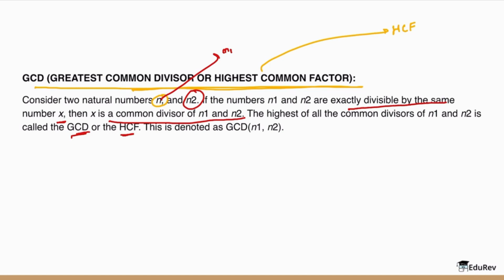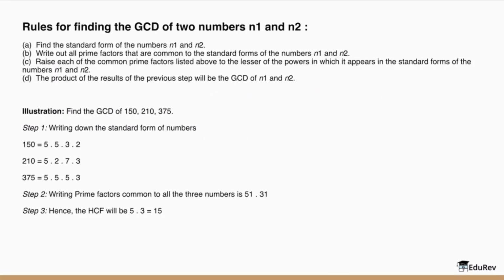Okay, this is denoted as nothing but GCD of N1 comma N2. Now we know what is GCD or what is HCF. Now let's figure out how to actually find the GCD of two numbers, or the HCF of two numbers. So this is how you do it.